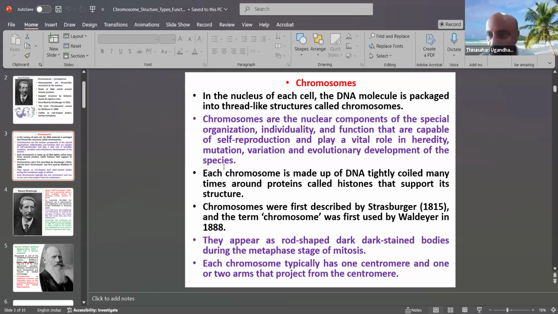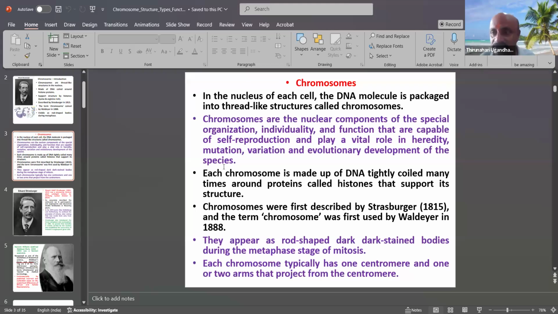One chromosome to two chromosomes involves karyokinesis, meaning division of the nucleus, and division of the cytoplasm. Both are responsible for cell division or mitosis. Mitosis, self-reproduction, and chromosomes play a vital role in heredity, mutation, variation, and evolutionary development. There are four types of function. The first is heredity, which means carrying inherited and parental characters from generation to generation.